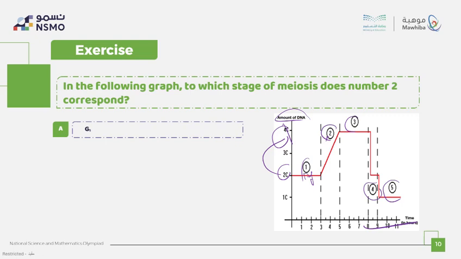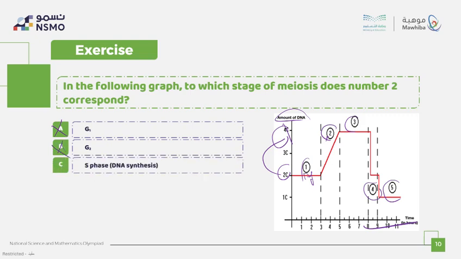A, G1. Why is G1 wrong? Because DNA does not replicate here. The amount stays constant. The match is point 1, not 2. Okay, what about B, G2? In G2, the DNA is already doubled, but not increasing. This is stage 3, not 2. So that one is also wrong.